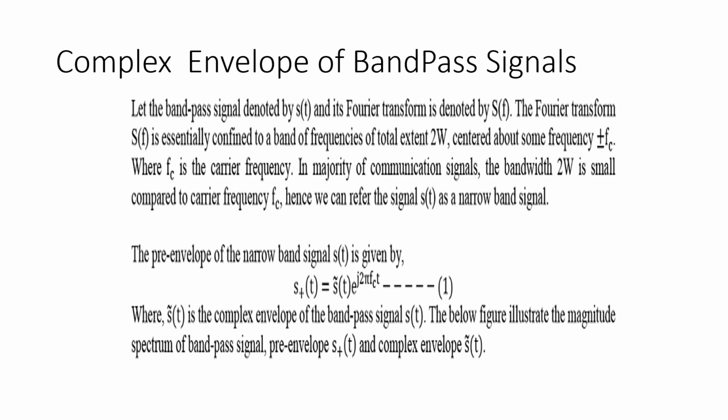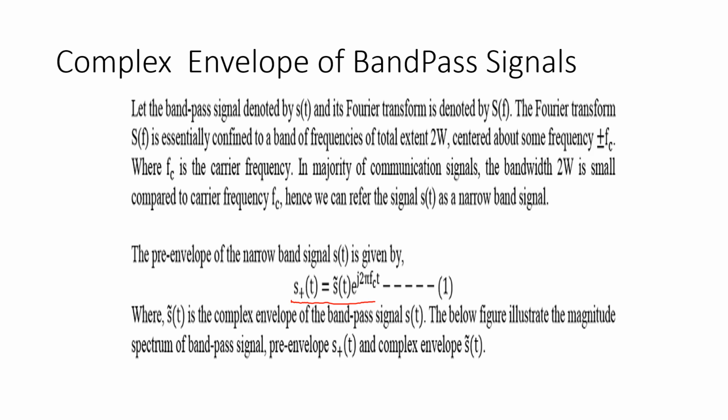Next, now that we have extracted the pre-envelope, we use the application of that pre-envelope. The first thing we learned was the Hilbert transform, used to extract the pre-envelope. The second topic is using that pre-envelope to extract the complex envelope of bandpass signals. So this is the expression: s plus of t, the positive envelope, is equal to s tilde of t e to the power of j 2 pi f c t.